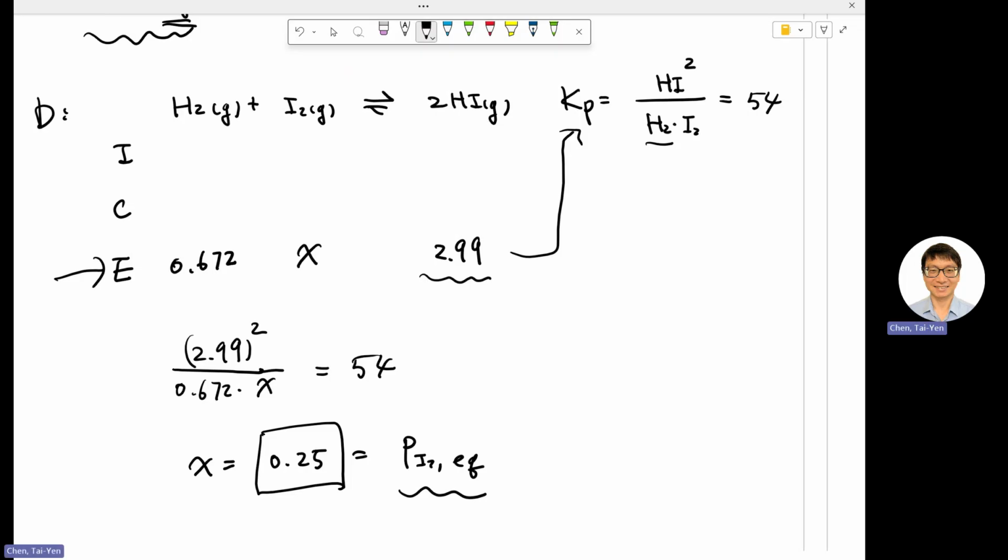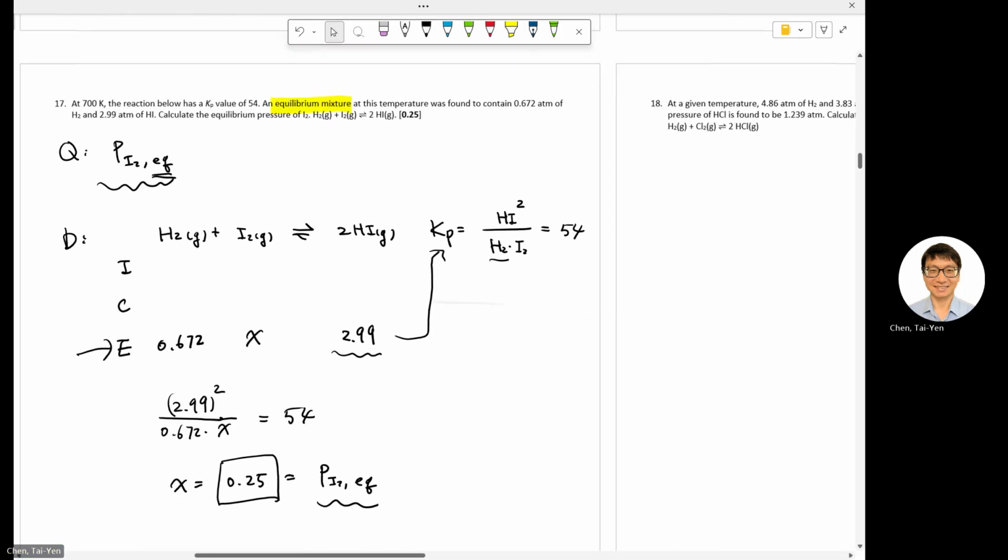All right, so I want to keep emphasizing that only the numbers in the third row can be plugged into the equilibrium expression and made equal to your K. If it's any number in your first row, the I row, then the thing you calculate is your Q. Okay. All right, any questions for this? If not, then question number 18.